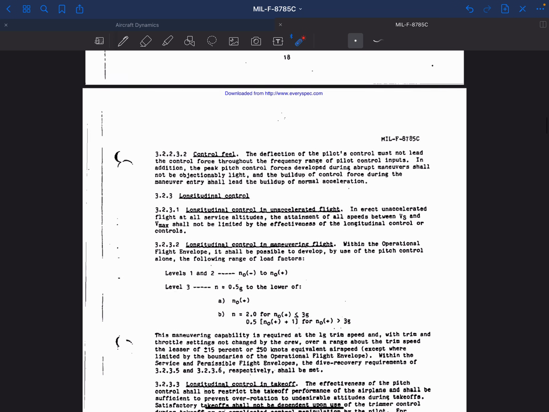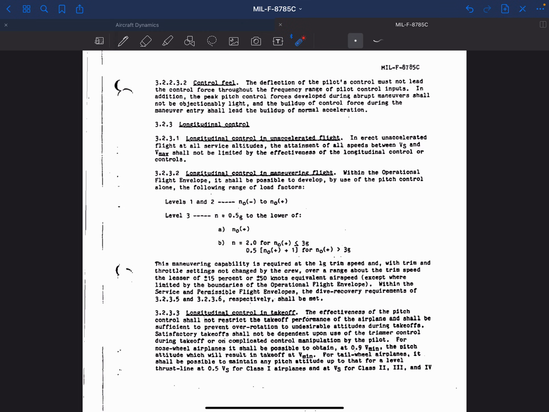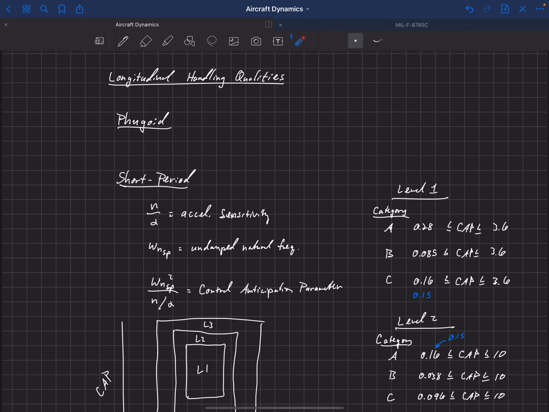Anyway, there are a lot of other things that will affect the handling qualities in this longitudinal world, but what we've focused on are just the handling qualities related to the Phugoid and the short period mode. And now we're going to do the same for the lateral handling qualities.